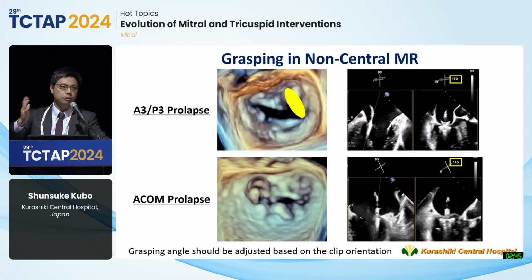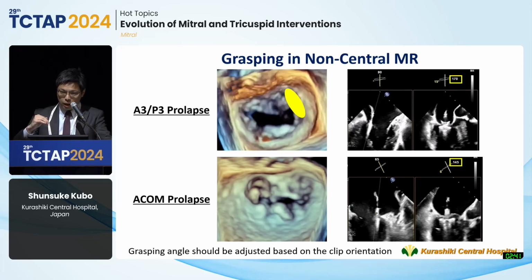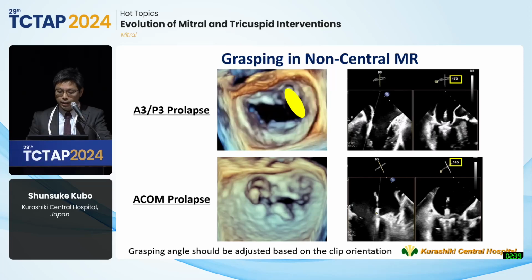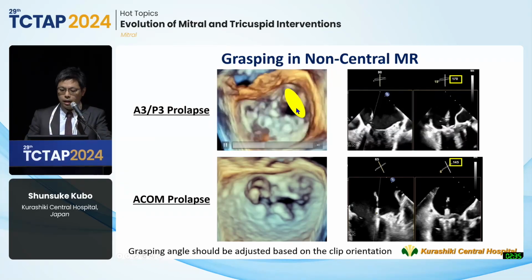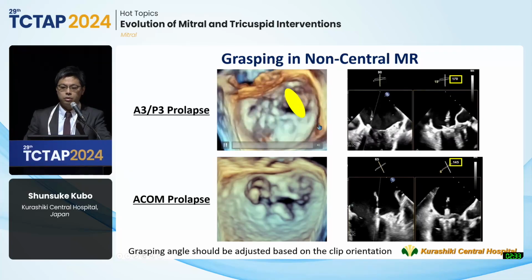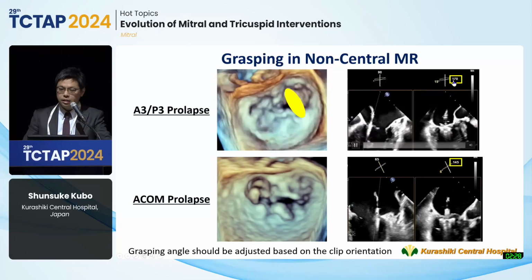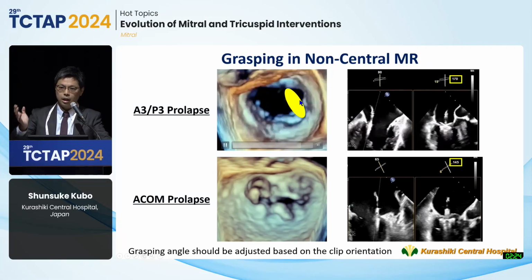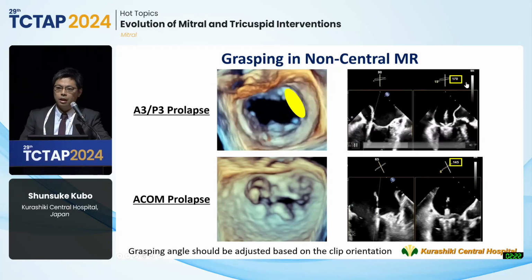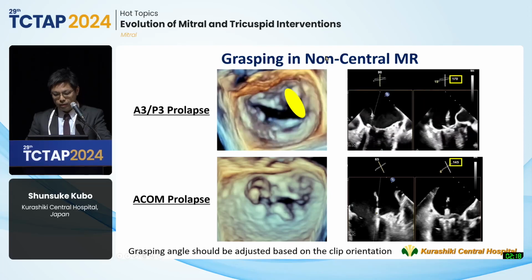Sometimes it is counterclockwise and sometimes clockwise to be coaxial to the coaptation line. In this case, we rotate the clip orientation counterclockwise. So we should adjust the TE angle of the LVOT image. If we turn counterclockwise a little bit, we should reduce the TE angle a little bit.